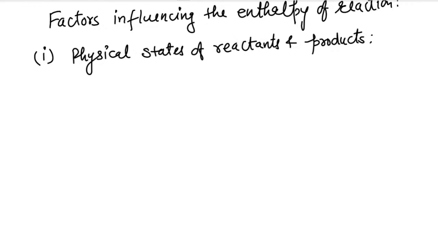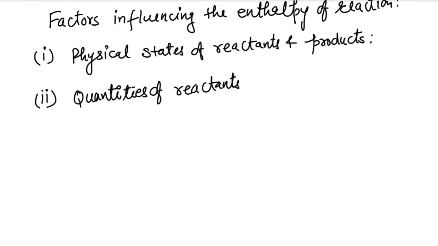If you don't want to remember these values, just write that if we change the state of the reactant or product, there is a change in enthalpy. A change in physical state changes the enthalpy of the reaction. Now second is quantities of reactants, but it is better to remember the values for the formation of H2O and CO2.